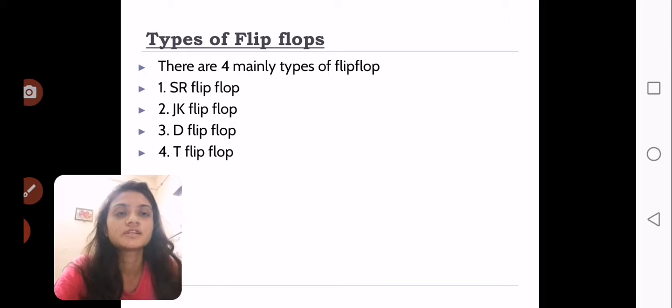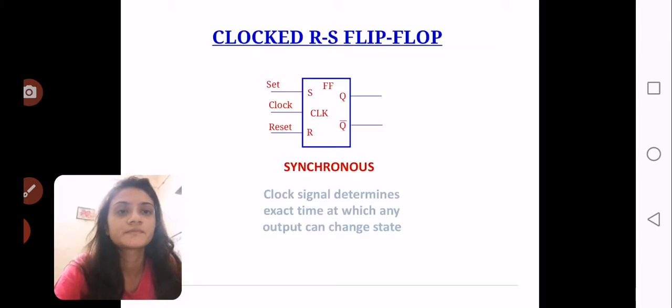So you have to study 4 flip-flops. It has mainly 4 types. First, that is SR flip-flop. Second, that is JK flip-flop. Third, D flip-flop. And fourth, that is T flip-flop. So first, that is clock RS flip-flop.